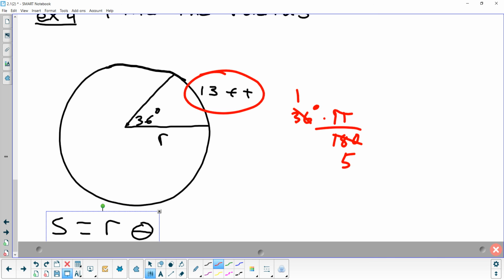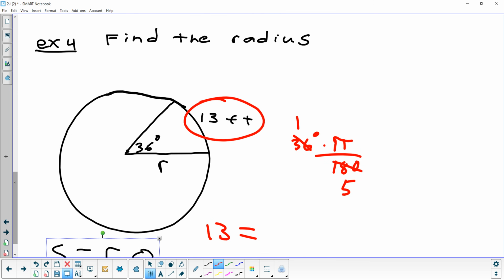Is it the S, R, or the theta? Yeah, it's S. It's the length of this arc on the outside. So that's my S. Frankie, what's my radius in this one? 35. Wait, what's that number? This one is a 36. Oh, 36. So that's 36, what's that symbol on it?